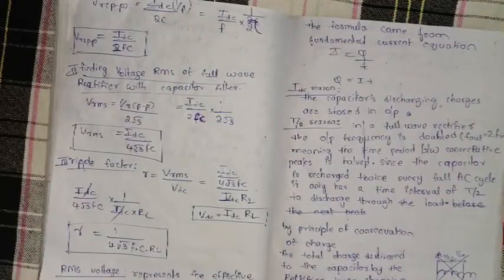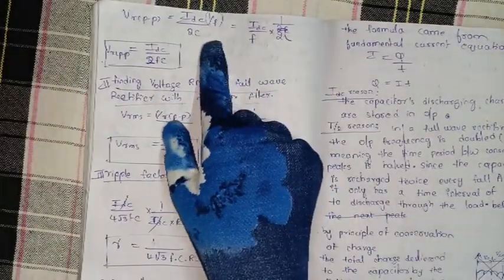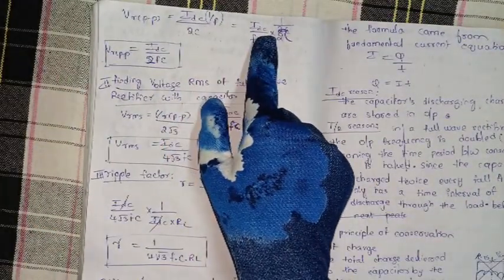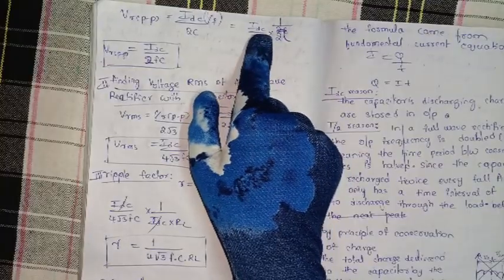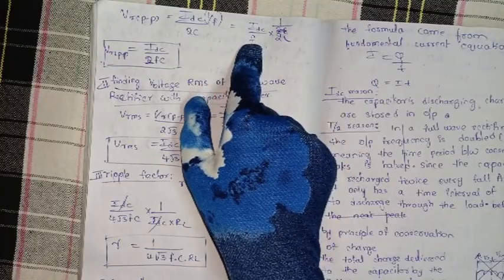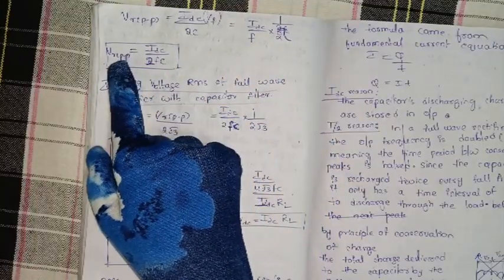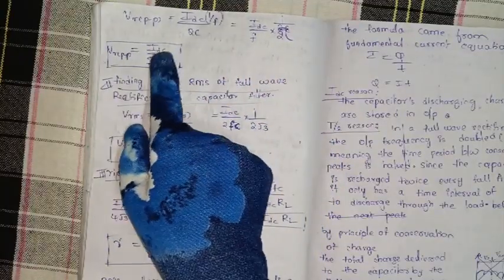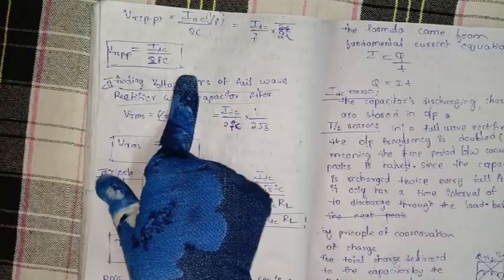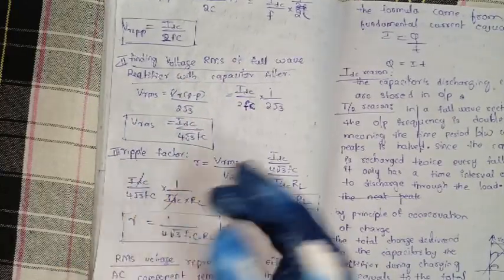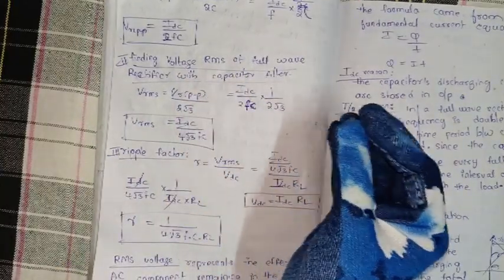So here we are substituting 1 by F. Then we get IDC by F into 1 by 2C. That is VR peak to peak is equal to IDC by 2FC. So we got the value of VR peak to peak.